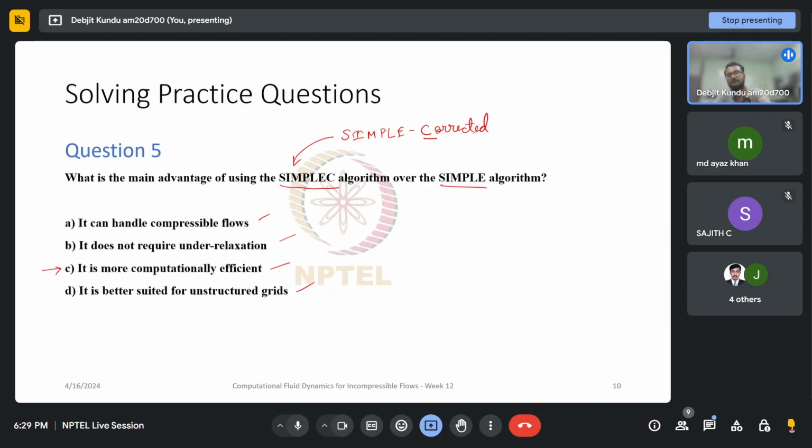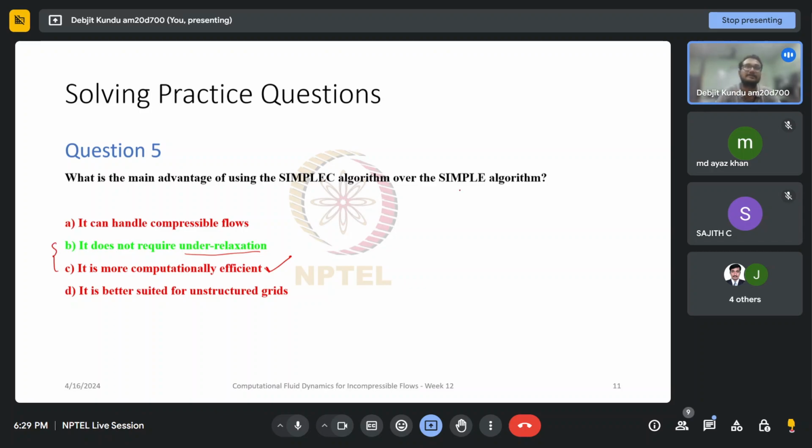Okay, so let's have a look at the solution. It says it's option B, that it does not require under relaxation. So this is the main advantage. Also, I'd like to say that option C is also not incorrect. This is also correct, because SIMPLEC does turn out to be more computationally efficient as compared to SIMPLE. So both B and C should have been the correct answers.